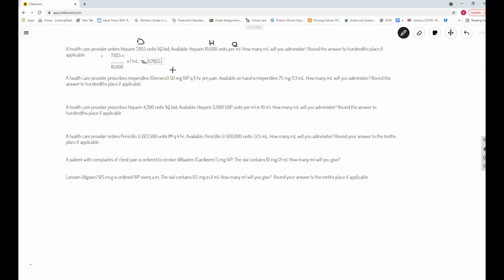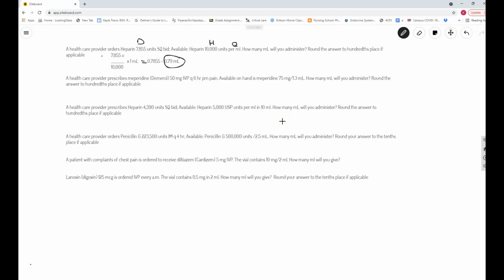But there's too many decimal points here per my question. My question says round to the hundredths. So that's going to actually equal 0.79 because this 5 is going to round this up to 0.79. So I'm going to give my patient 0.79 mils.